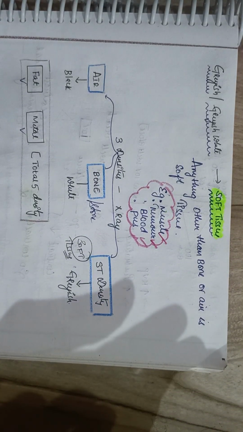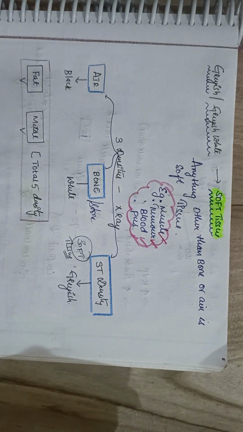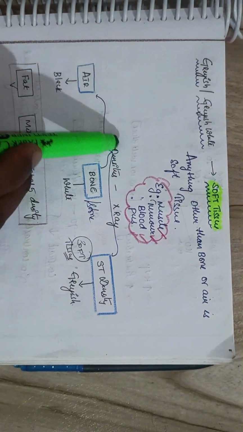So ultimately, for timing, we are understanding that there are three densities. One is air, which is black, next is bone, which is white, and you have soft tissue density that we spoke about, the grayish. Apart from these three, there are two other densities, but not so important for NEET PG, that is fat and metal. So total 5. That's all about the three densities in the X-ray.